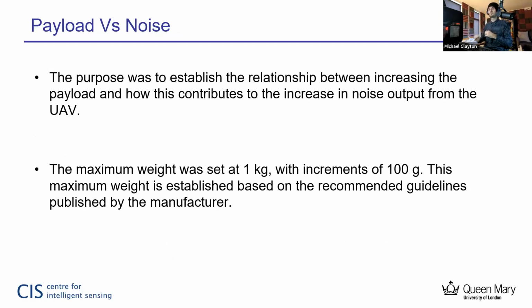So as mentioned, with the payload versus noise, we want to establish the relationship between increasing the payload and how much this contributes to the noise output from the UAV. For this, we set the maximum weight to 1 kilogram, and we would increment weights by 100 grams. We'd have a tray underneath and we would increment those weights and test it. This maximum weight was determined purely by the recommended guidelines from the manufacturer.